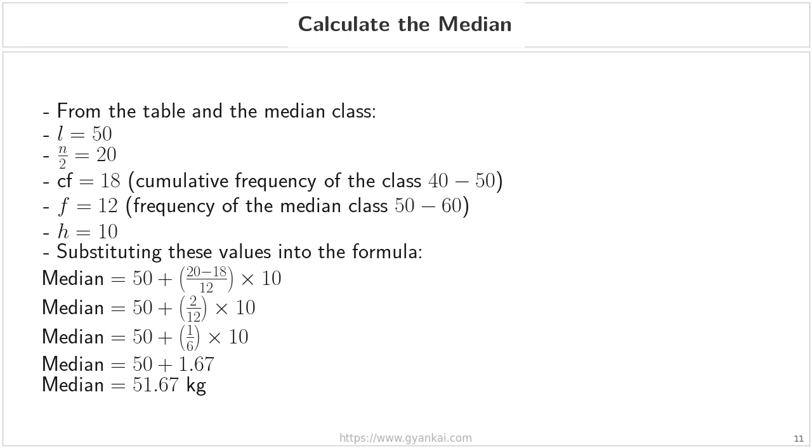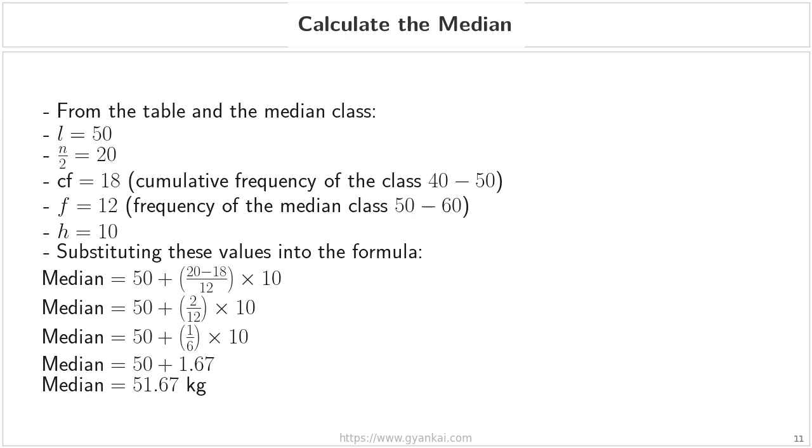We start with 50, then add the quantity of 20 minus 18 all over 12, multiplied by 10. If we simplify the numerator, 20 minus 18 leaves us with 2. So, our equation becomes 50 plus the fraction of 2 over 12, multiplied by 10. To make the calculation easier, we can simplify the fraction 2 over 12 down to 1 over 6.